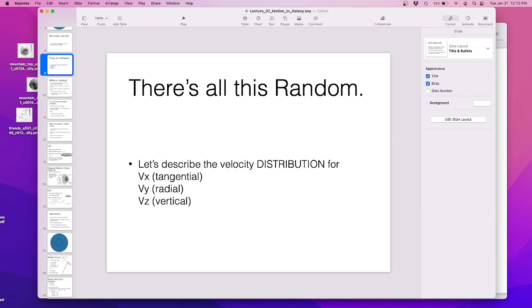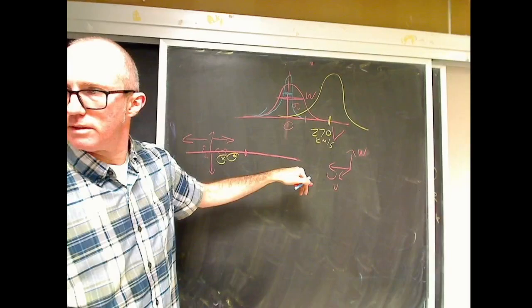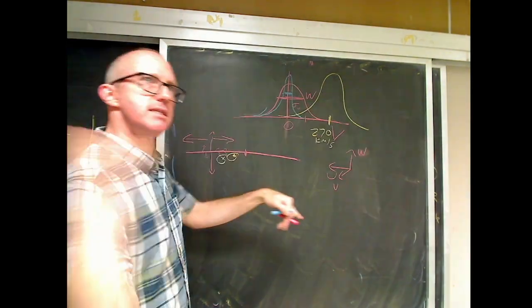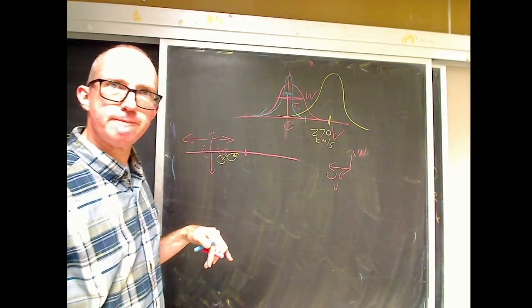Oh, I have the wrong camera on. Centered around 270 kilometers a second because everything in the galaxy is moving around at 270 kilometers a second.